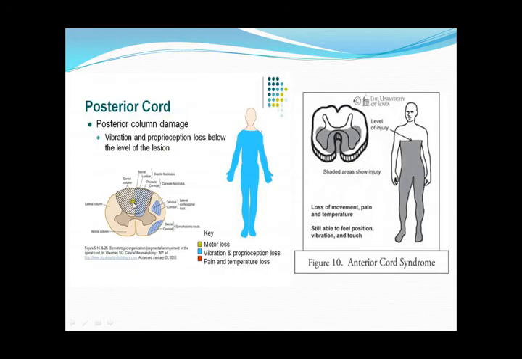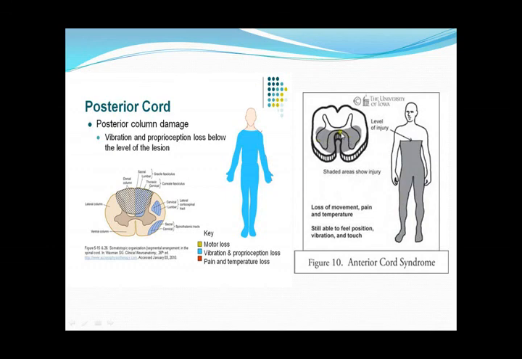If the posterior cord is involved, the posterior cord contains only the dorsal column, and the dorsal column is for position and vibration. So if there is infarction or damage of the posterior portion of the cord, in this patient the power will be intact and the pain and temperature will be intact. Only the dorsal column involvement will lead to loss of position sense and vibration, the fibers which are passing through this one.